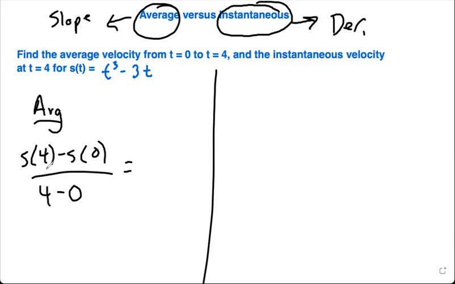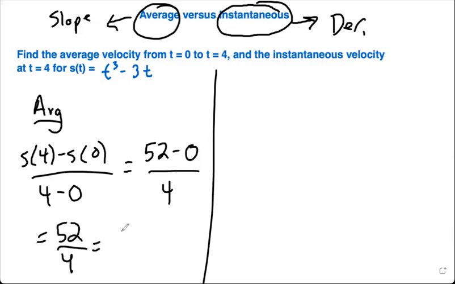Change in position over change in time. Position over time is velocity. So you plug a 4 in, and if you do that, you're going to get 64, because that's 4 cubed, minus 12 is going to give you 52, minus, plug in a 0, you get a 0, all over 4. So 52 over 4 gives you 13.